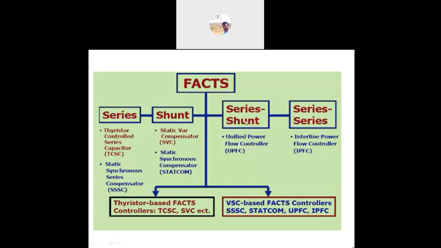If the device is connected in series with the transmission line, that is a series controlling device. If it is connected in parallel with the transmission line, that is a shunt connected controlling FACTS device. If it is connected in series and shunt, that is a series and shunt connected controlling FACTS device. If we have two devices both connected in series, that is also series controlling.